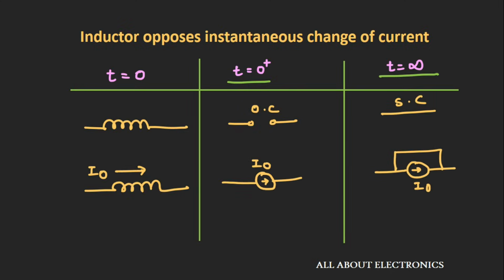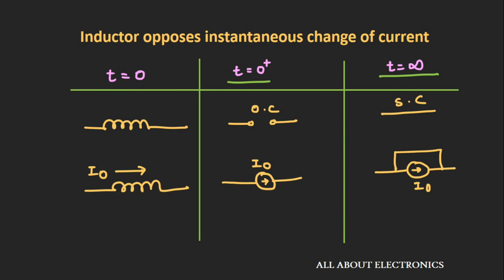We had seen that the inductor opposes the instantaneous change of current. Let's say at time t = 0, there is no current flowing through this inductor and suddenly some voltage is applied across it. Then this inductor opposes the instantaneous change of current. That means at time t = 0+ the current flowing through the inductor will also be 0, or we can say that the inductor acts like an open circuit, and at time t = infinity it will act as a short circuit.